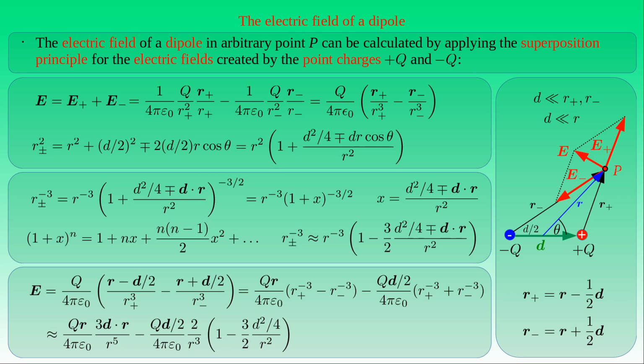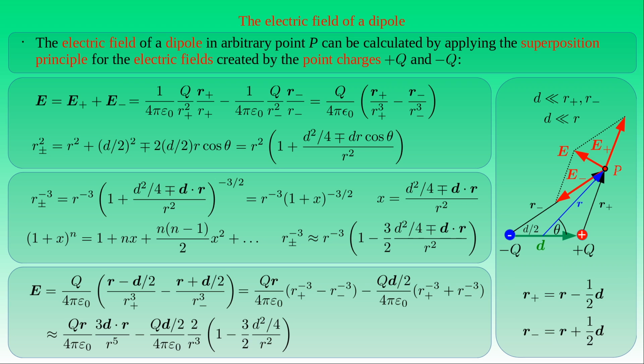The approximation of the first term in the right-hand side gives q times the vector r over 4 pi times epsilon naught, times the ratio of 3 times the dot product of the vectors d and r to r to 5. The approximation of the second term can be written as minus q times the vector d divided by 2 over 4 pi times epsilon naught, times 2 over r cubed, times 1 minus 3 over 2 times d squared divided by 4 over r squared. Let us inspect the second term. We see that the second term in the parentheses is proportional to d squared over r squared, which is negligible with respect to 1. Therefore we will keep only the first term in the parentheses and drop the second one.